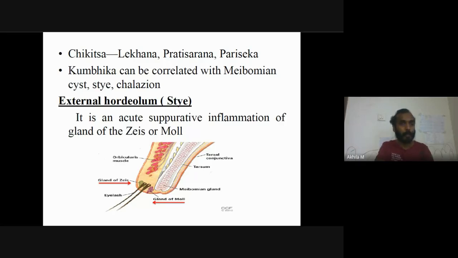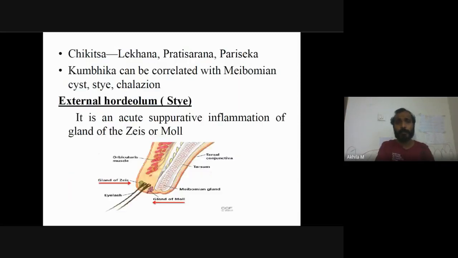When we come to the correlation, according to the condition, we can correlate Kumbhika with meibomian cyst, tarsal cyst, chalazion, or a stye. What is a stye, or external hordeolum? What is the difference from a chalazion? It is a suppurative inflammation of the glands of Zeis or Moll, the small glands related to the root of the cilia. From this picture you can see the small glands related to the roots of the cilia. If an infective, suppurative inflammation happens at the glands of Zeis or Moll, that type of swelling is called a stye or external hordeolum.